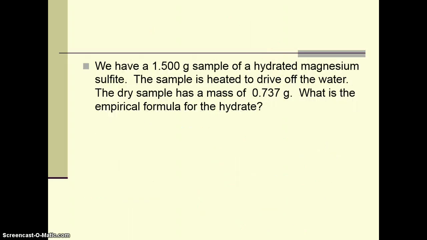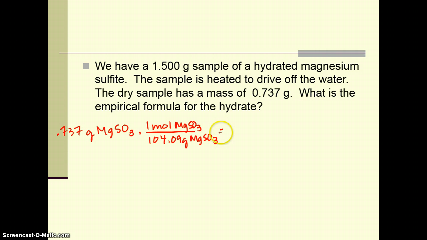We have a 1.500 gram sample of hydrated magnesium sulfite. It's heated to drive off the water, and the dry sample has a mass of 0.737. What is the empirical formula of the hydrate? So our dry sample is our magnesium sulfite. So we have 0.737 grams magnesium sulfite, MgSO3. So we have to write our formulas properly or this won't work. So MgSO3, and the formula weight is 104.09 grams MgSO3, and I get 0.00708 moles of MgSO3.